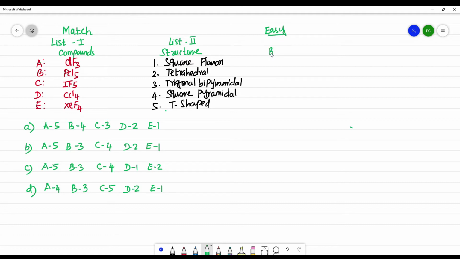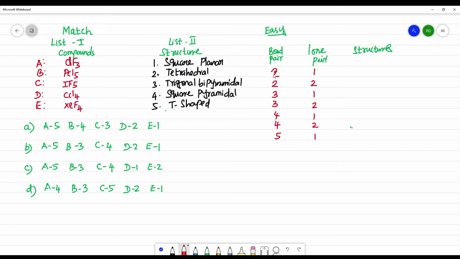First write bond pair. Next write lone pair and the structure. For bond pair, I'm starting with 2: put 2, 2, 3, 3, 4 and 4 and come 5. So these are the number of bond pairs. For lone pair, put 1, 2, 1, 2, 1, 2 and 1.